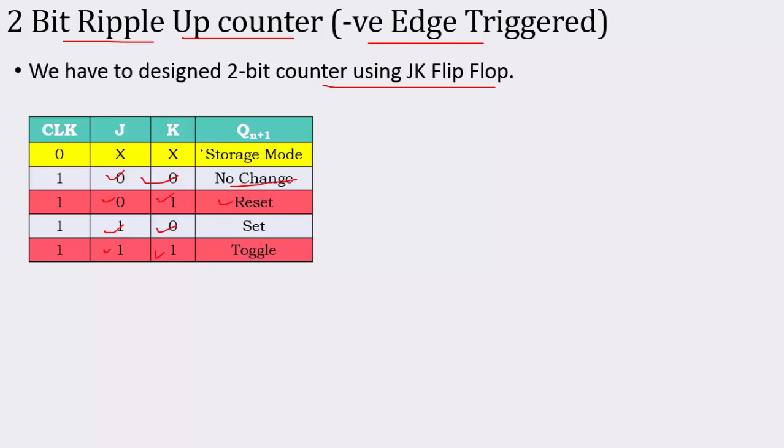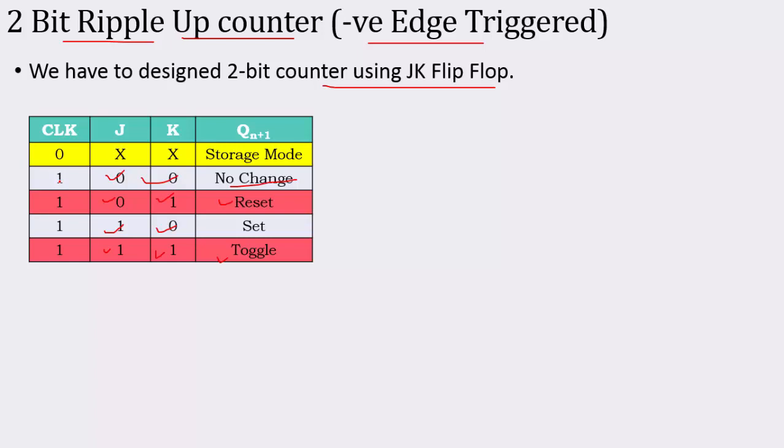But what is important here is that when both J and K are 1, it will work in the toggle state. I told you what we mean by the toggle state: it's the complement of the previous state. If the previous state is 0, the output of the next state will be 1. If the previous state is 1, the output of the next state will be 0. That's the difference we need to understand.